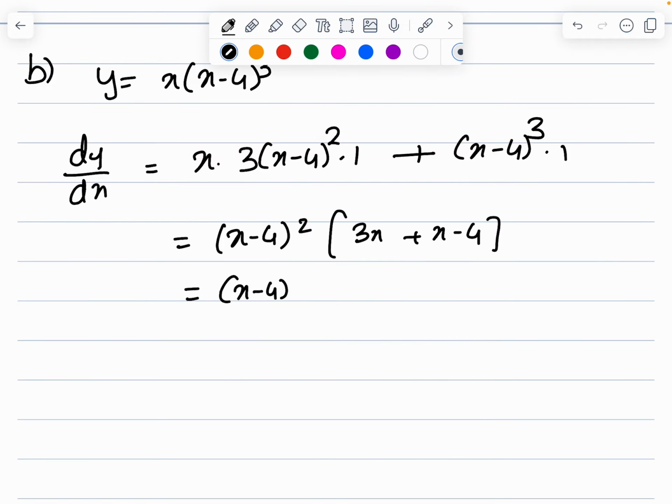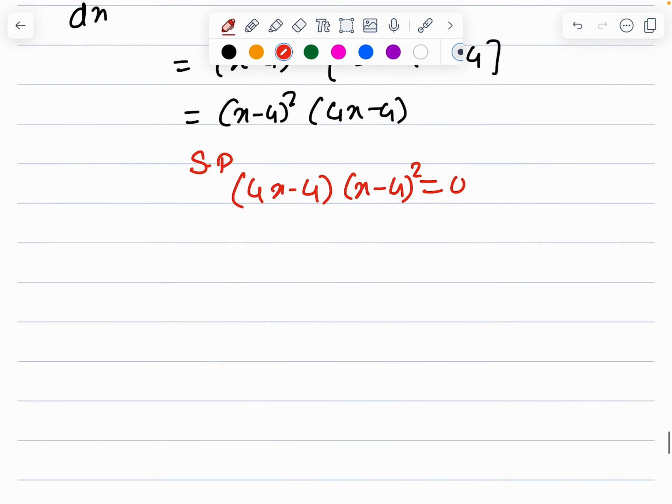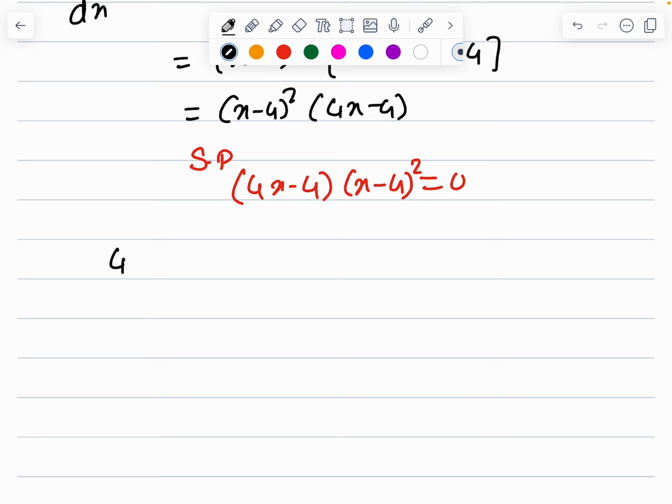So what do I get? (x minus 4) whole square times (4x minus 4). And we know that at the stationary point, this derivative should be equal to 0. So 4 times (x minus 1) times (x minus 4) whole square should be equal to 0. So what will happen? Either 4x minus 4 equals 0 or x minus 4 equals 0. So x equals 1, x equals 4.